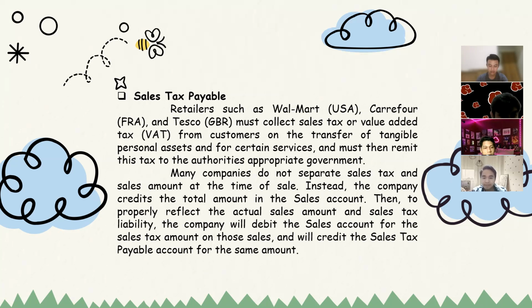Many companies do not separate sales tax and sales amount at the time of sale. Instead, the company credits the total amount in the sales account. Then, to properly reflect the actual sales amount and sales tax liability, the company will debit the sales account for the sales tax amount on those sales and will credit the sales tax payable account for the same amount.